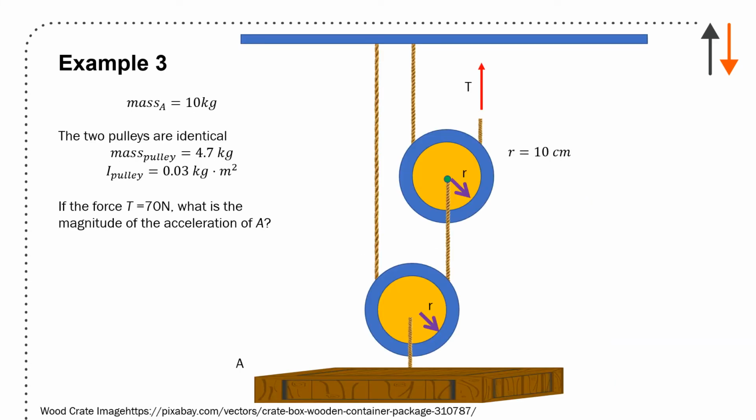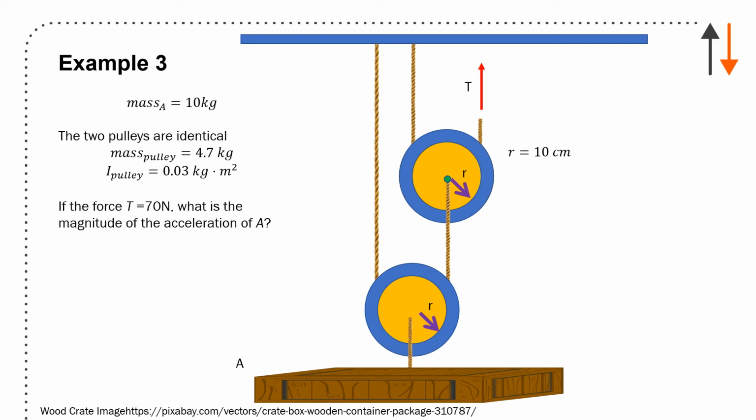I have here a slide that now it's about pulleys, and you love pulleys. I have a system that consists of 2 pulleys, one here, one there, and a crate. The pulleys are identical with a mass of 4.7 kilograms and a moment of inertia of 0.03 kilogram meter squared. A force is applied at 70 newtons right here. What is the acceleration of the crate at point A? That's the crate right here.